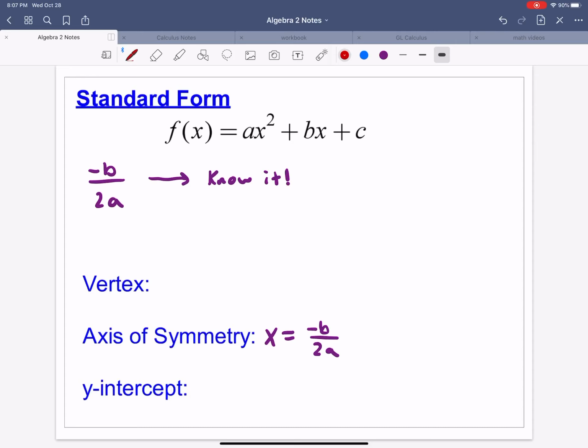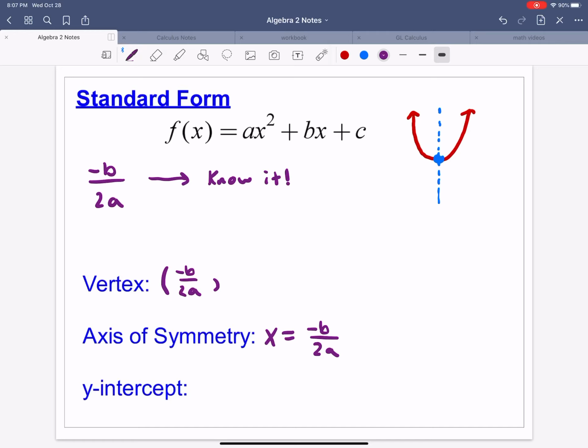And remember, a real quick review: if you have a parabola, which is the shape that a quadratic function in standard form produces, the axis of symmetry is a vertical line that passes through the vertex, and it cuts the parabola into two congruent halves. Now, if the axis of symmetry passes through the vertex, that tells us that the x-coordinate of the vertex is going to be that same value, negative b over 2a.